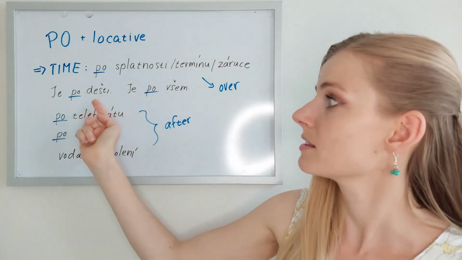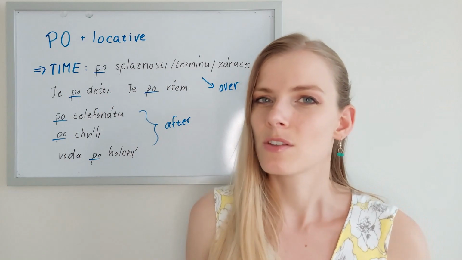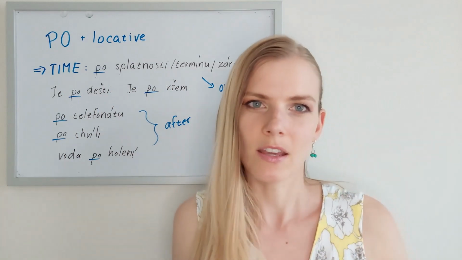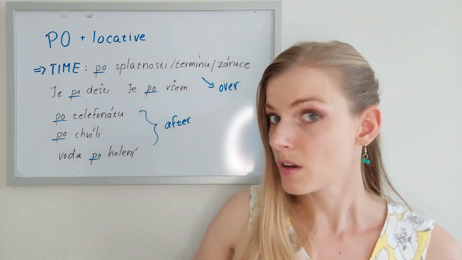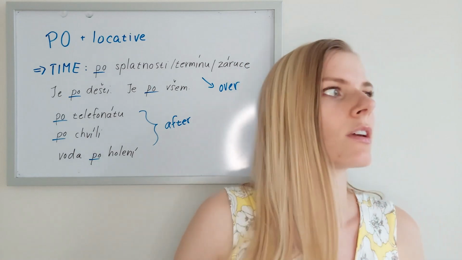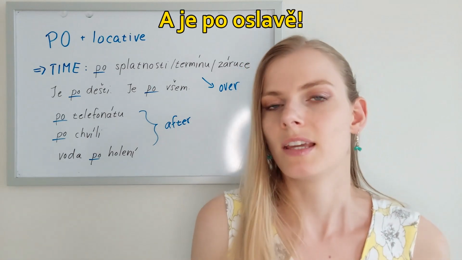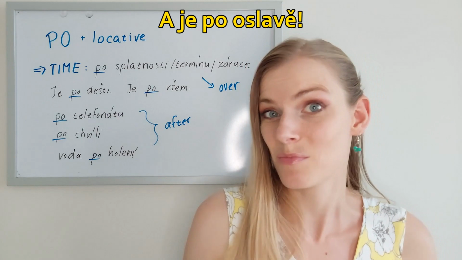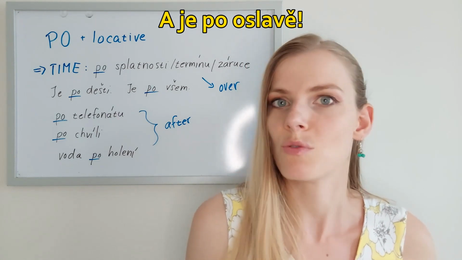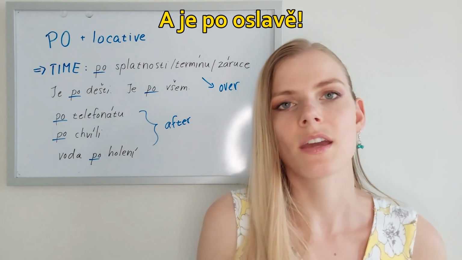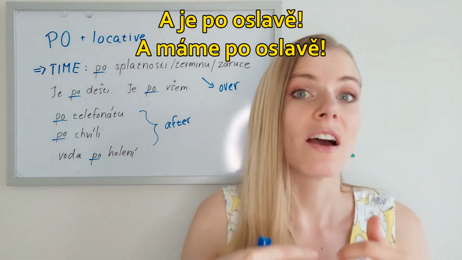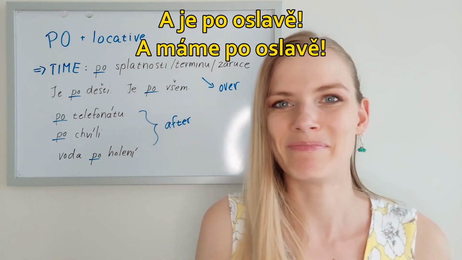Remember these two sentences. When you want to say something is over, imagine you have a party outside and it starts to rain. And you say, a je po oslavě. And now the celebration is over because there is no other place to go. And it's raining. You could even say, a máme po oslavě. We have it over. It's over for us.